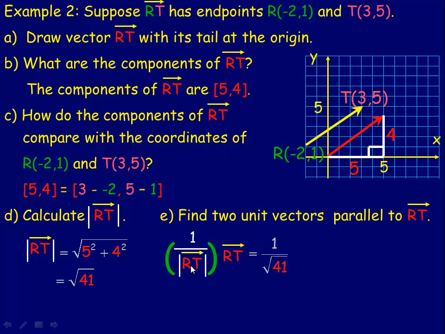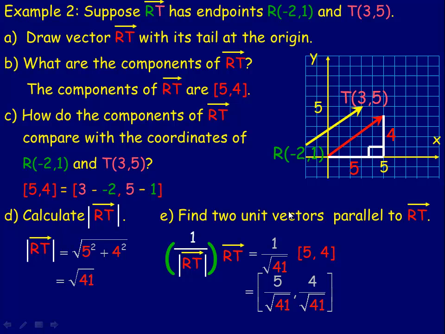So the length of RT is the root of 41 we just found. And here are the vector RT's components. So we multiply 1 over root 41 by 5, 4. 5 times 1 over root 41 would be 5 over root 41, and 4 times 1 over root 41 would be 4 over root 41. These each have a denominator of 1, so in the denominator, 1 times root 41 is still just root 41.